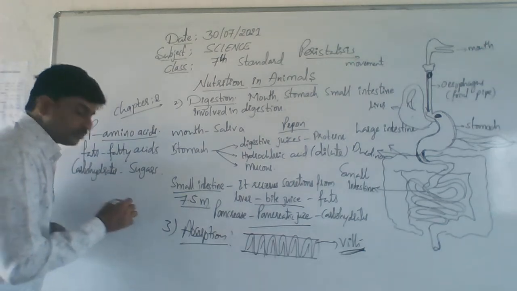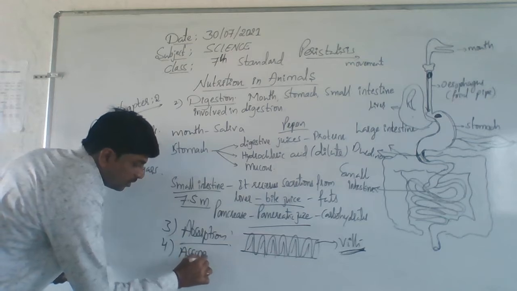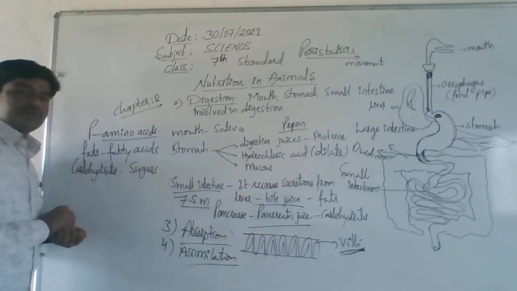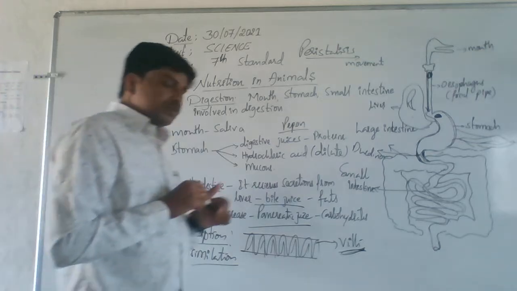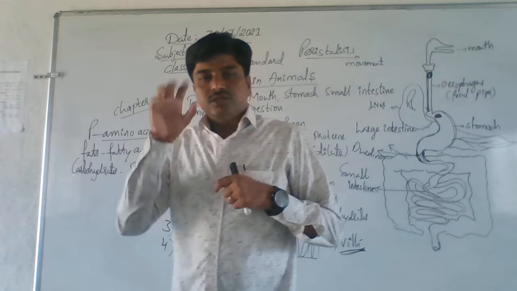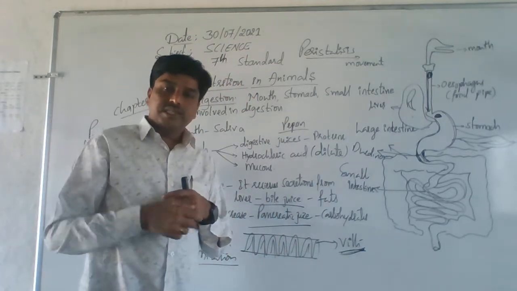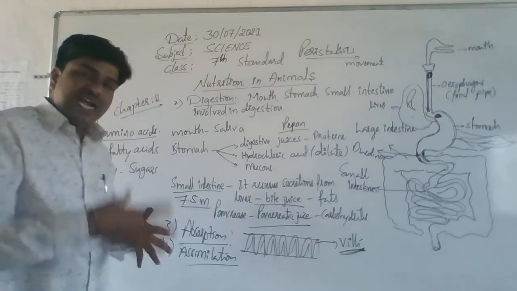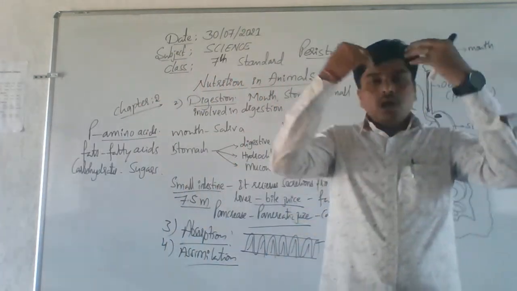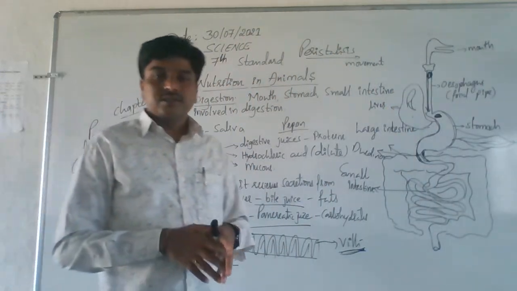What is that? Assimilation. What is assimilation? Very important step. These villi absorb the digested food. The digested food is absorbed and sent to the blood. The blood sends this digested food to all body cells.